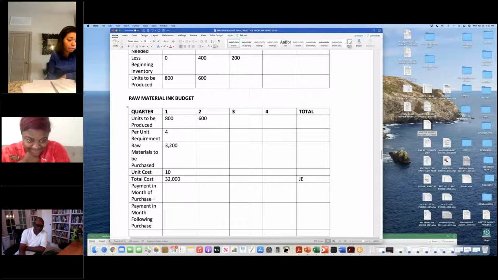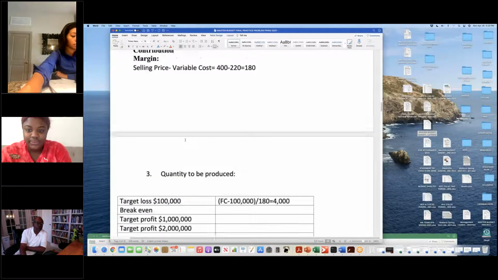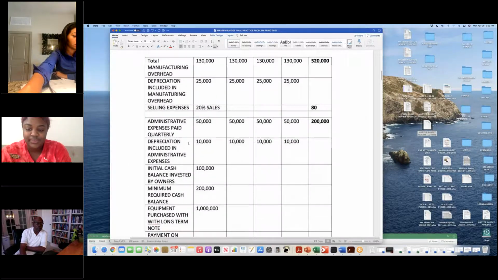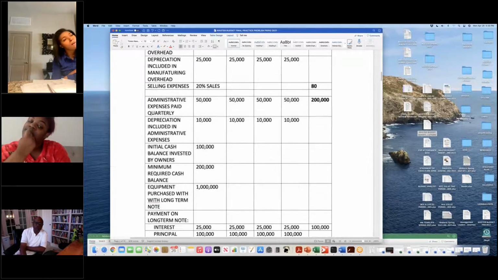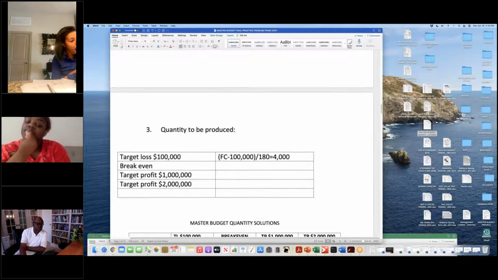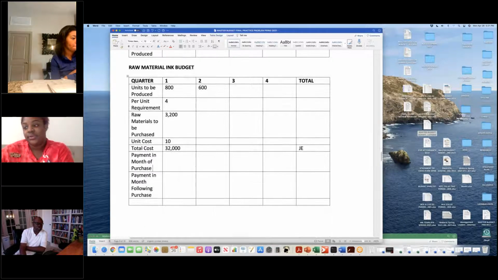$32,000. Oh, shoot, wrong number. How much are we paying in the month of purchase? Go up to these assumptions. It says 75 percent the month of sale. So when we buy it, we pay 75%, and then 25% the next quarter. So we're paying 75%: 24,000.